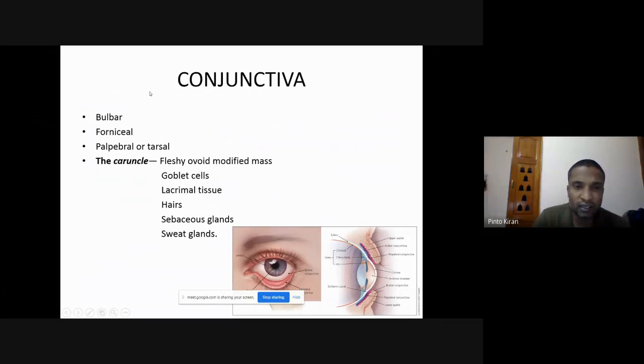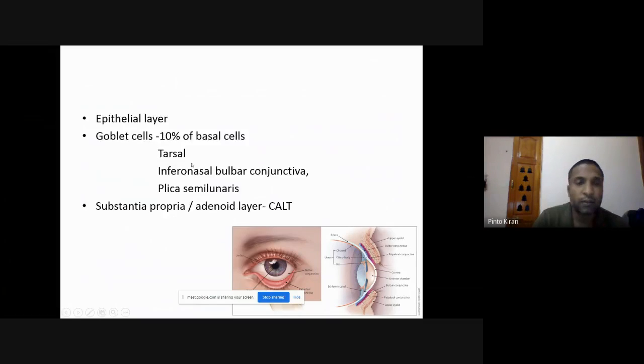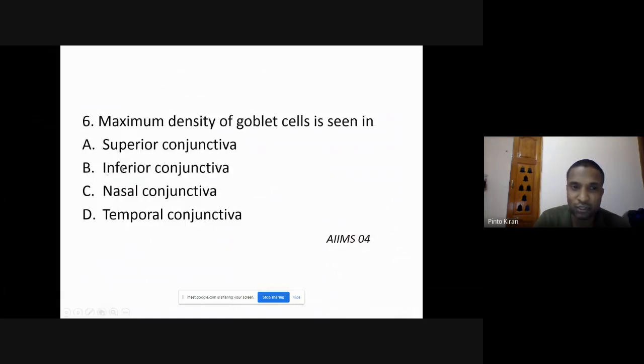So basically, if you take all the cells of the conjunctiva overall, goblet cells are only around 10% of all the cells, which are basal cells, and you see more in the tarsal part of the conjunctiva and also in the infero-nasal bulbar conjunctiva. There is a little bit of a trick in this question. There are two options.